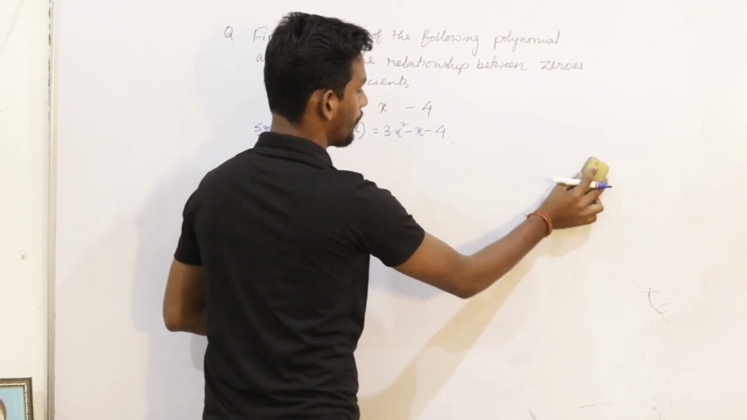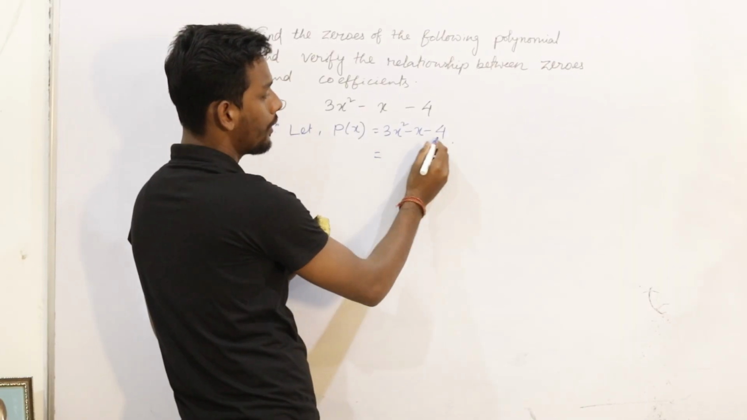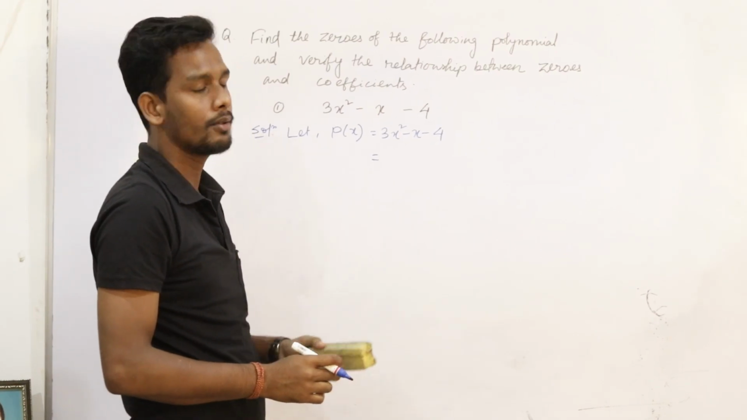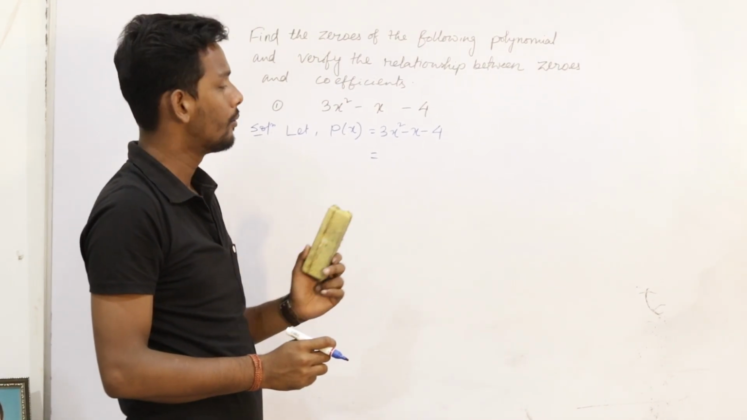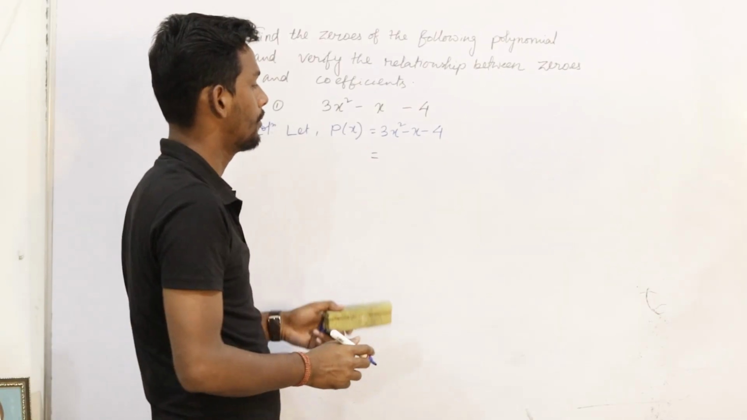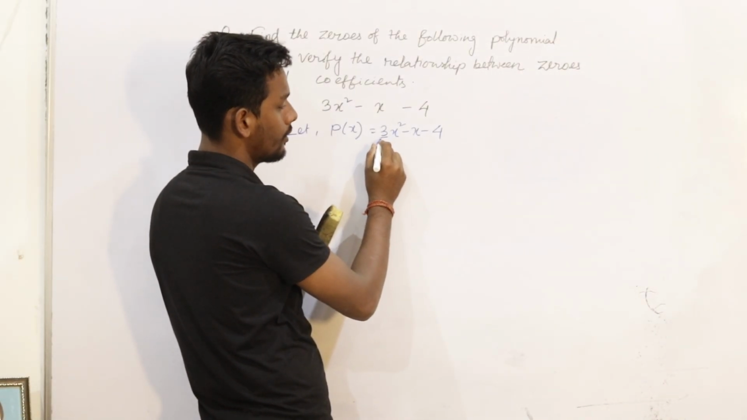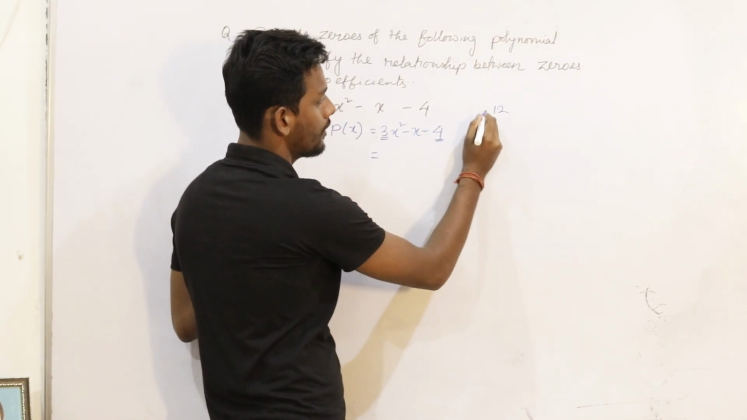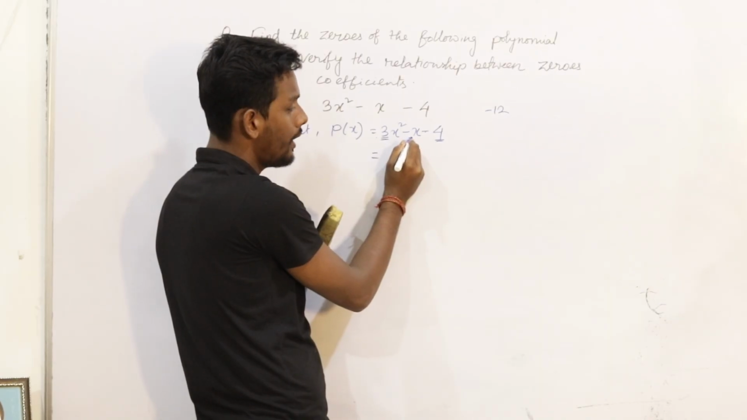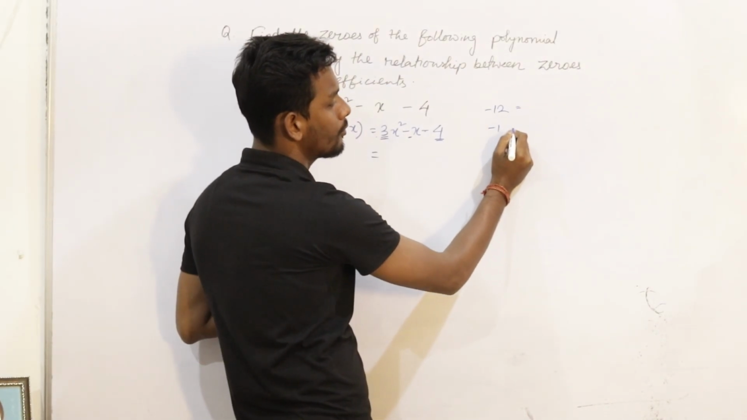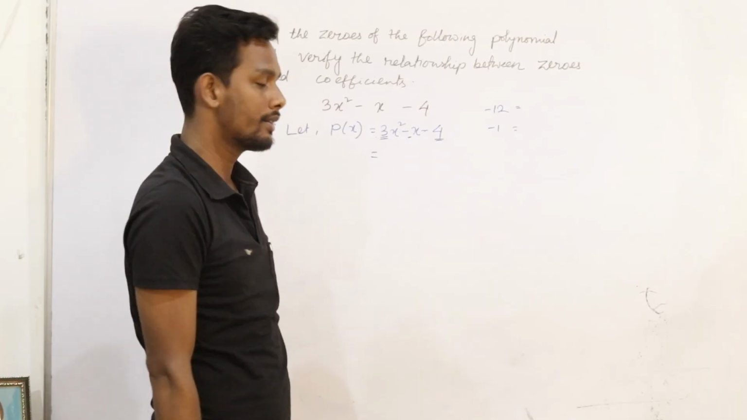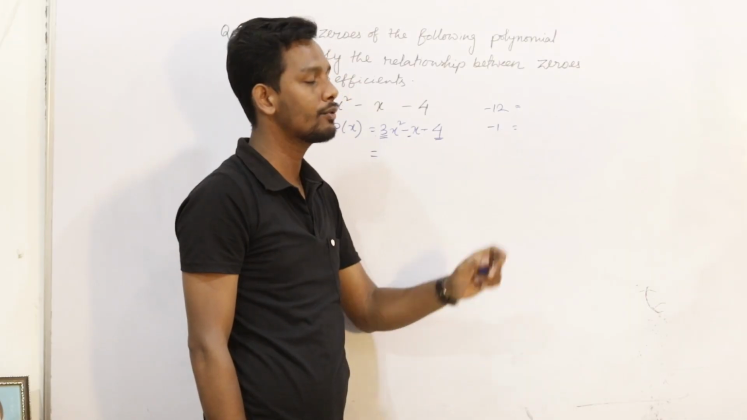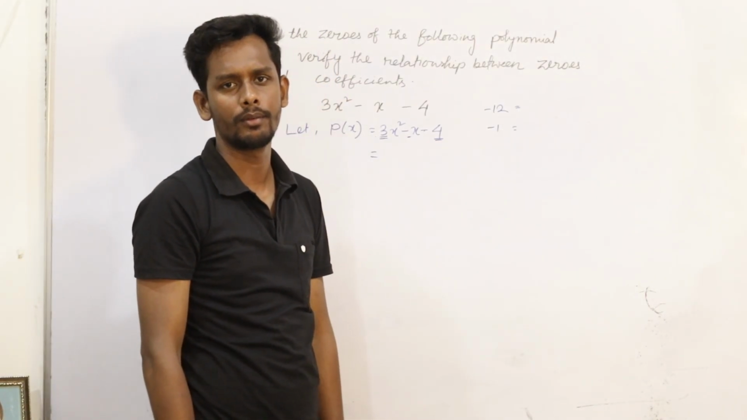So how can you factorize this? We have to factorize this first, by the formula of splitting the middle term. First, what was the process? You have to see these two numbers: 3 into 4 is 12, and with the sign it is minus 12. What is the coefficient of x? It is minus 1. You have to split this 12 into two numbers so that the product of the numbers is 12 and the sum of the numbers is 1. Sum, or it may be subtraction.